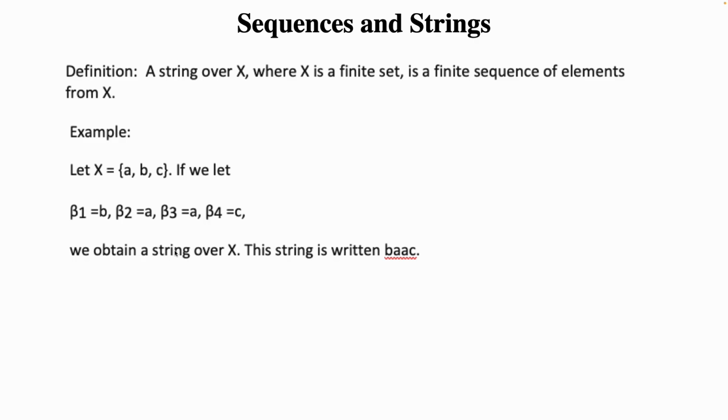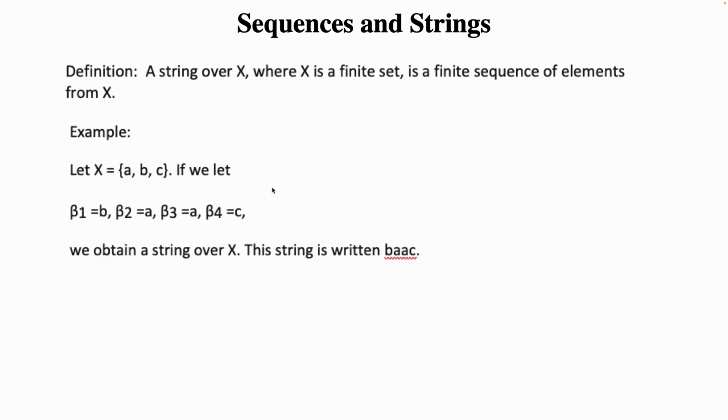You could also obtain a string over X. The string might be written BAAC. Because all it says is a string over X, where X is a finite set, is a finite sequence of elements from X. So it could be just one letter of A, B, C. It could be any combination of letters. As long as that's a finite length, you can use as many characters as you want. So you can make up many strings out of the set A, B, C.